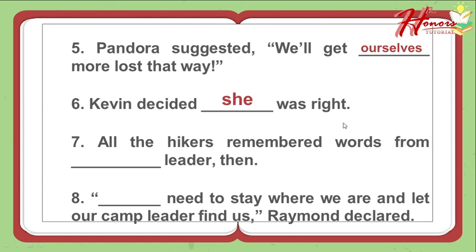Number 7. All the hikers remembered words from blank leader then. What's your answer? Their, very good, because we are referring to the hikers. Next, number 8. Blank need to stay where we are and let our camp leader find us, Raymond declared. What is your answer? We, very good. So we includes Raymond together with the other hikers.